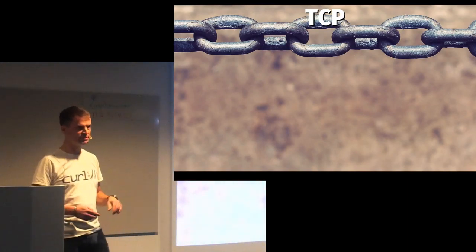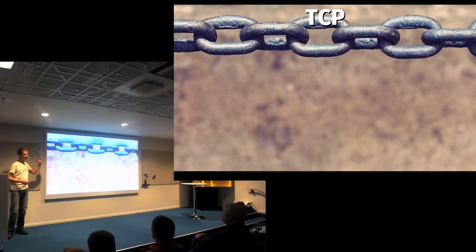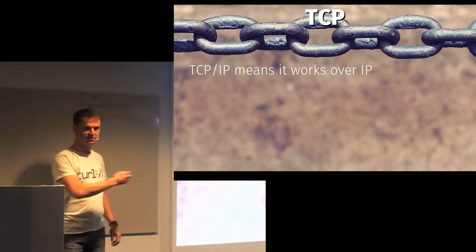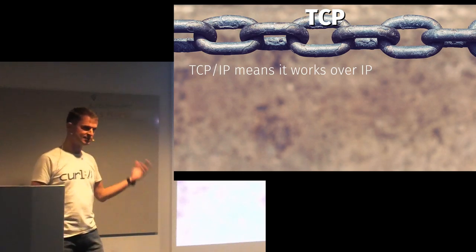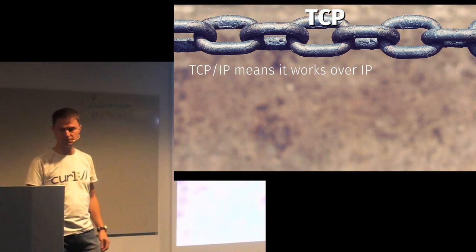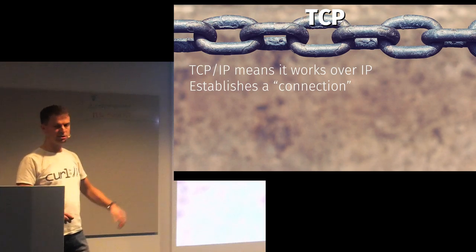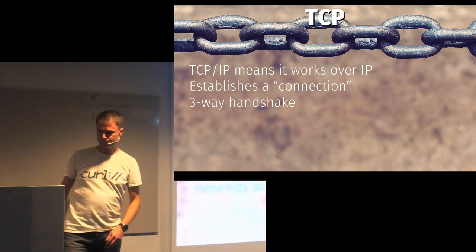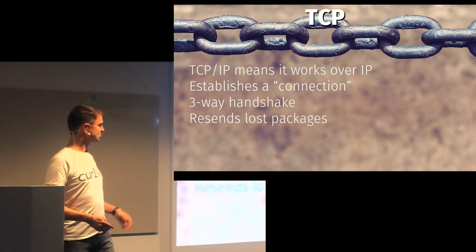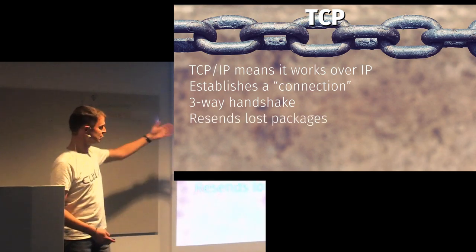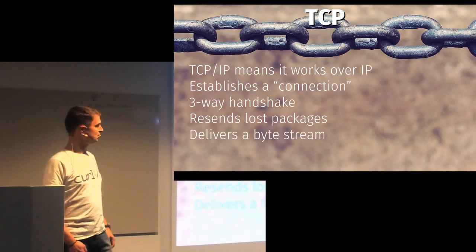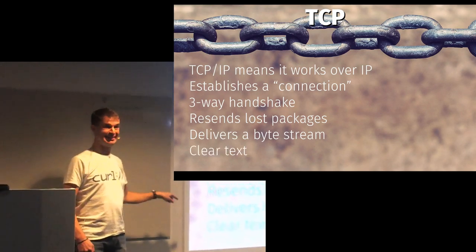TCP, I decided here to illustrate as a little chain with links. When you send data over TCP, it ends up at the other end in that order, or it doesn't end up at all, but it's a reliable transport. It establishes a connection, and you send data. There's a three-way handshake, ping, pong, bing, to establish a connection. And we resend lost packets to make sure that it's a reliable connection and it actually ends up at the other end. And it's a reliable byte stream. Easy peasy. And it's in clear text, right?